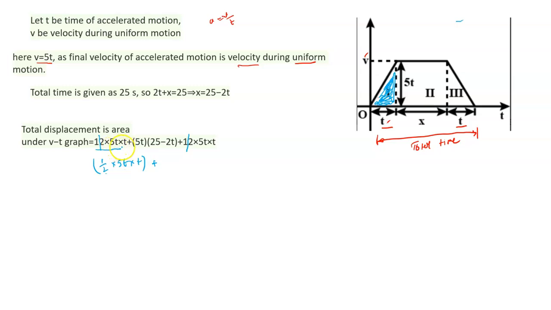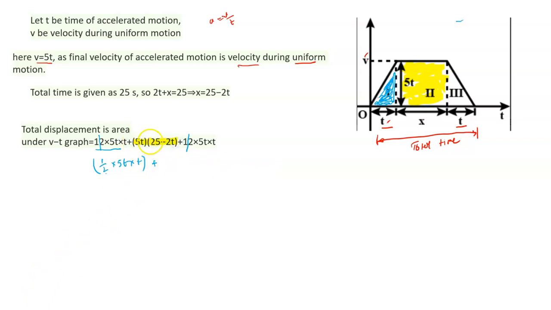So how are we finding this? 5t into t. This is the height, and this is the base for this triangle. You consider. Now let's go for this rectangle. If you consider this second part, this rectangle part, it is length into breadth. That will be your rectangle part.